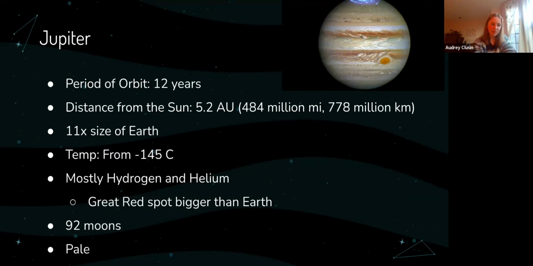About 5.2 astronomical units. It's also gigantic. It's 11 times the size of the Earth. It's very cold, negative 145 degrees Celsius. And it's also mostly hydrogen and helium.